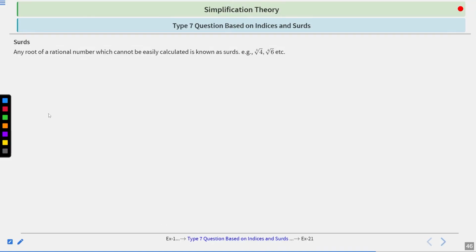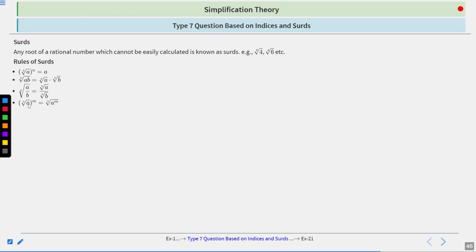Next. Now, any root of a rational number which cannot be easily calculated is known as surds. For example, 3 root 4 or 4 root 6, etc. Rules of surds. So the nth root of A to the whole power n, we can write it equals A. If nth root of AB equals nth root of A multiplying by nth root of B. Next one. If nth root of A upon B, we can write it nth root of A upon nth root of B. Next one.